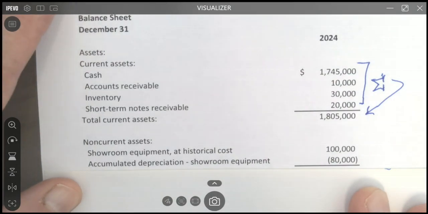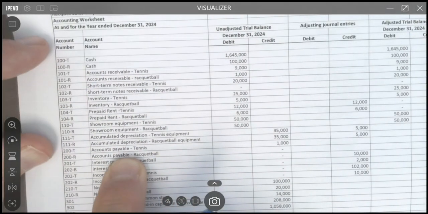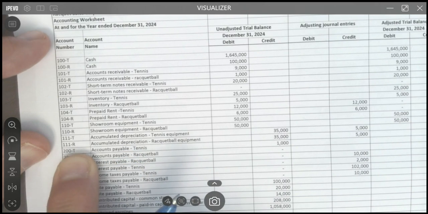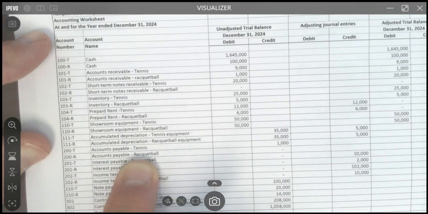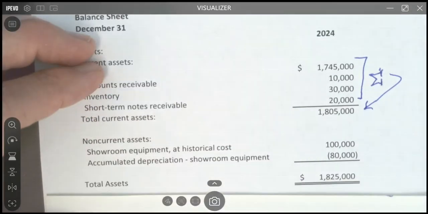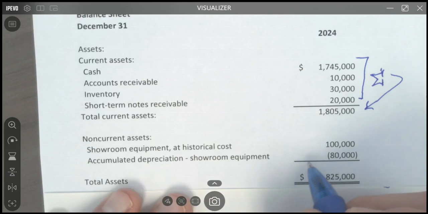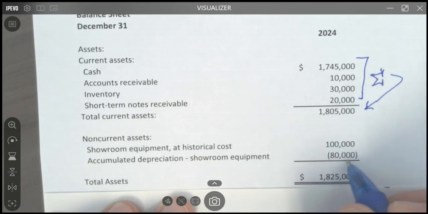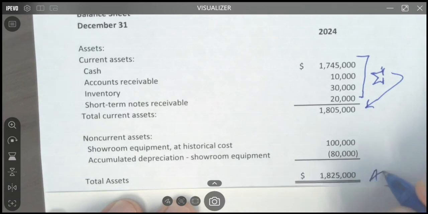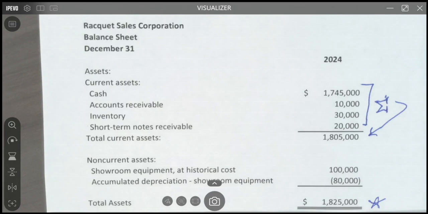And if we look at the worksheet now, the next account here is a 200 level account, accounts payable. Well, that's a liability. So I think we have all the assets shown. And so we have the subtotal for non-current assets of 20,000 and total assets is 1.825 million. And that's the asset side of our balance sheet.